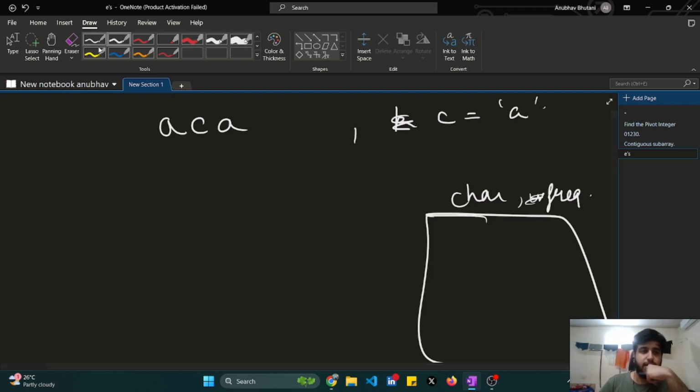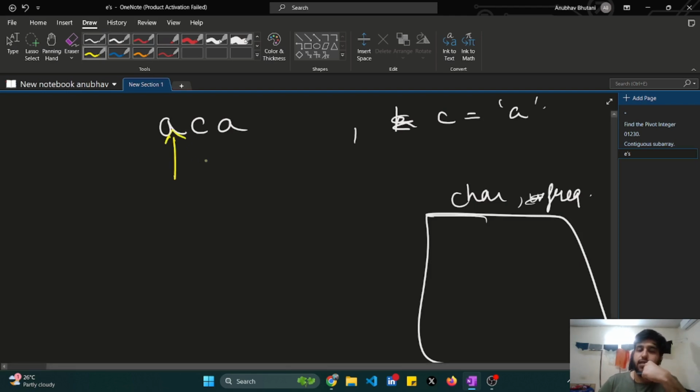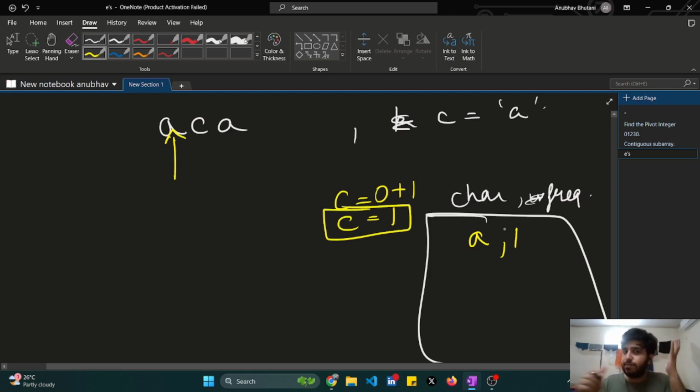I come to the first index. First I'll mark it and then I'll check whether it is present in the map. Yes, it is present. I'll just increase my count by the number of times it is present, because the frequency determines how many indexes the particular substring can start with, because this pointer is pointing at my last index. So if this frequency is 1, I can start with only A.